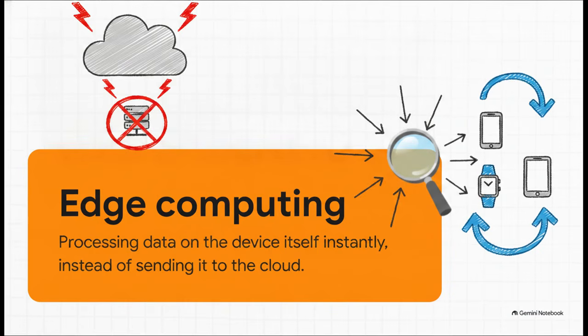With that context, let's rapidly define some emerging technologies that are pushing the boundaries of what's possible today. We'll start with edge computing. As we rely more and more on the cloud, annoying delays can happen. Edge computing solves this by processing data right there on the device itself instantly, instead of sending it all the way out to a central server and waiting for a response.